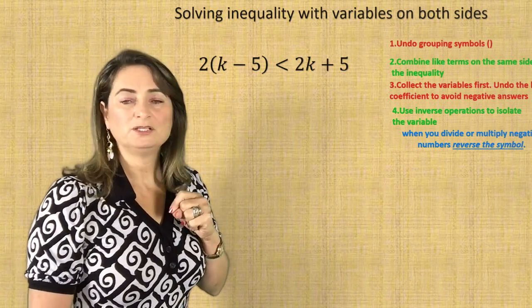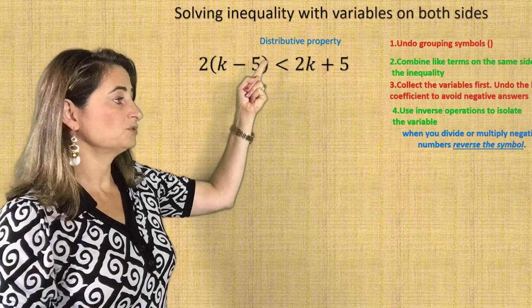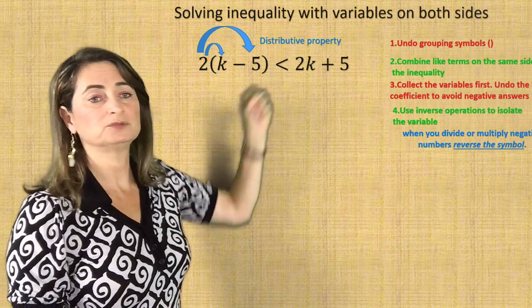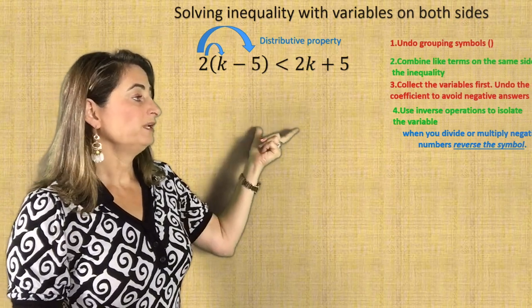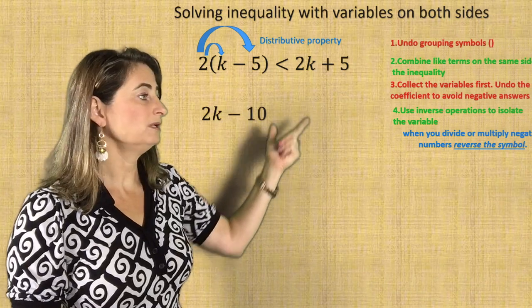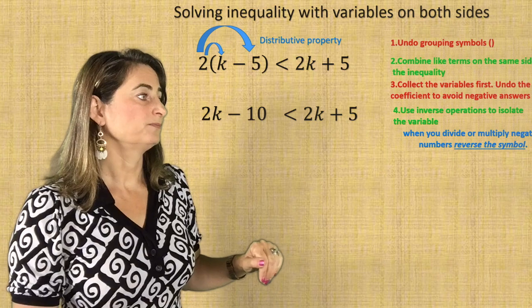Step number 1, undo grouping symbols. Yes, I do have the parentheses, so distribute the 2 over the 2 terms. It's called the distributive property: 2 times k and 2 times 5. 2 times k is 2k, 2 times 5 is 10, bring the minus down. Then on the other side, less than 2k plus 5, just bring them down.